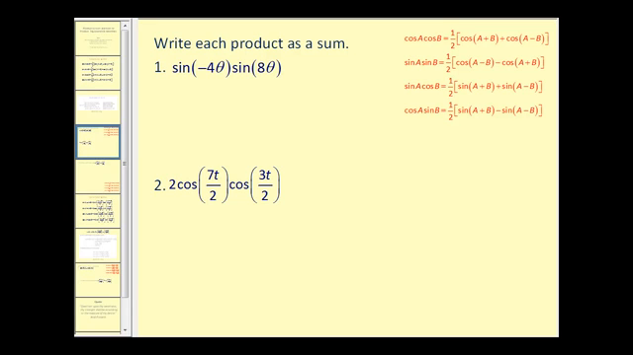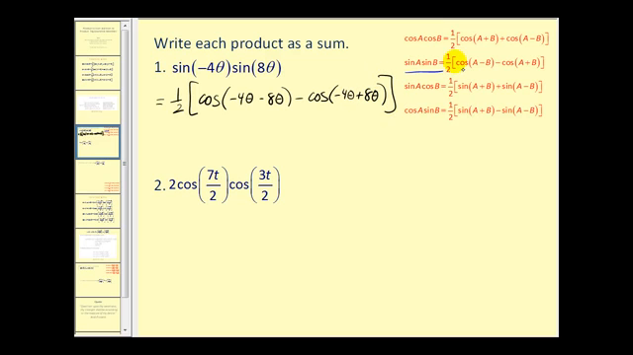Number one, we want to write each product as a sum. So we have the product of sine of negative 4 theta times sine of 8 theta. So we have sine A times sine B. We're going to use the second identity. Let's go ahead and see how this works out. This will equal 1/2 times the quantity cosine of A minus B, so negative 4 theta minus 8 theta, minus cosine of negative 4 theta plus 8 theta.